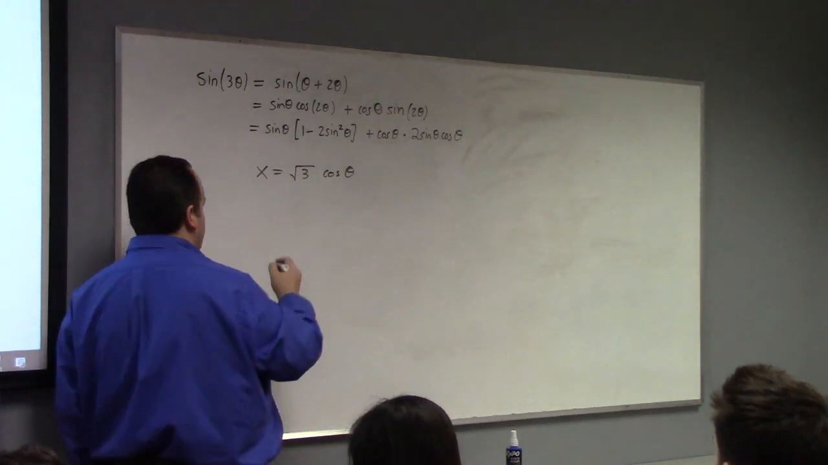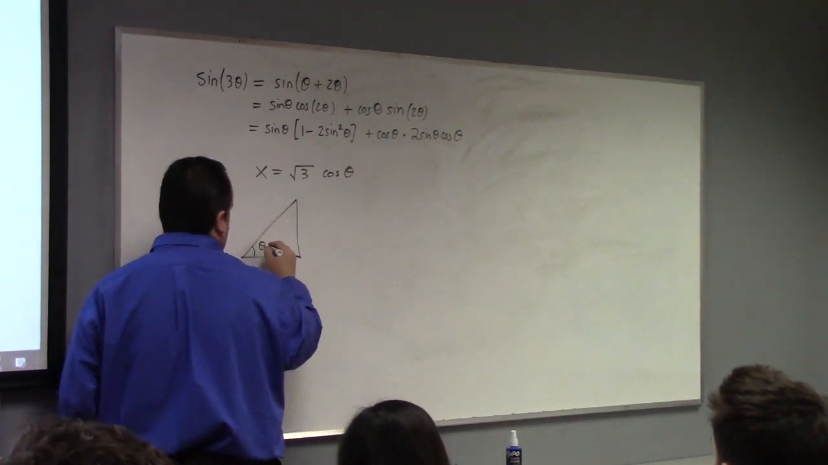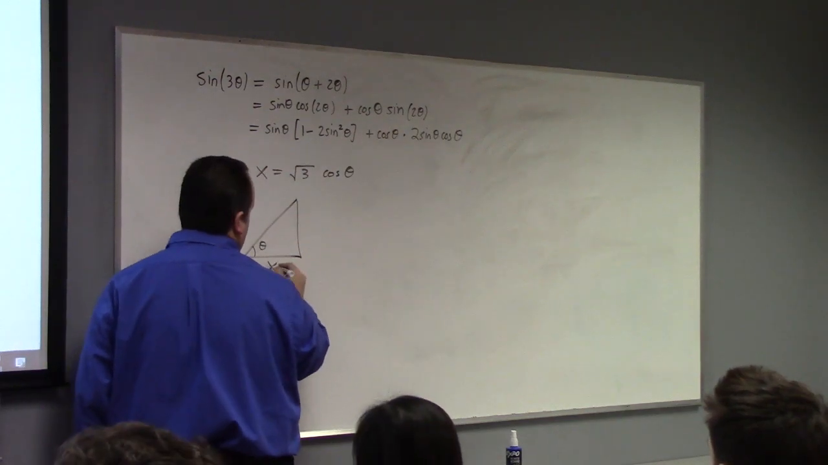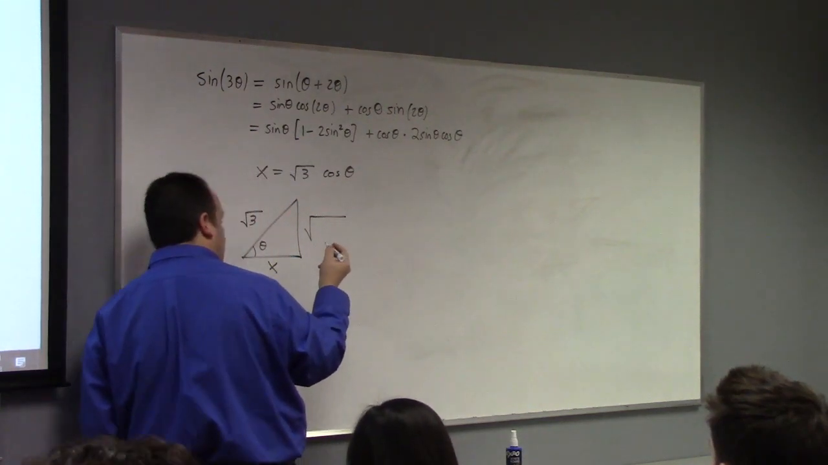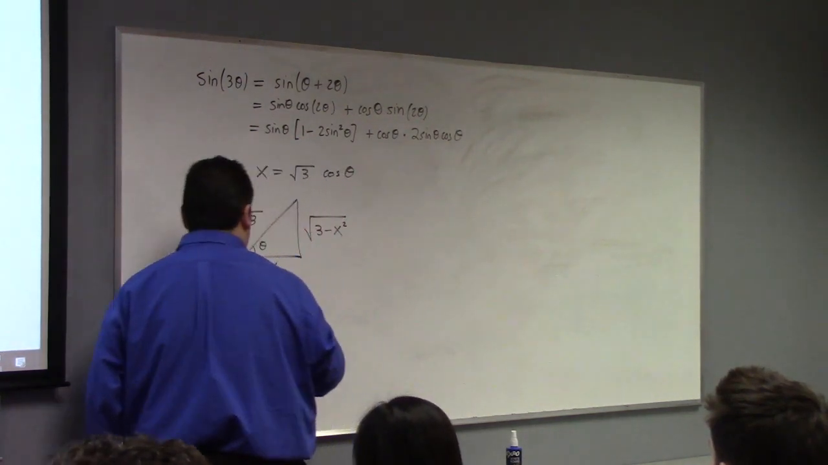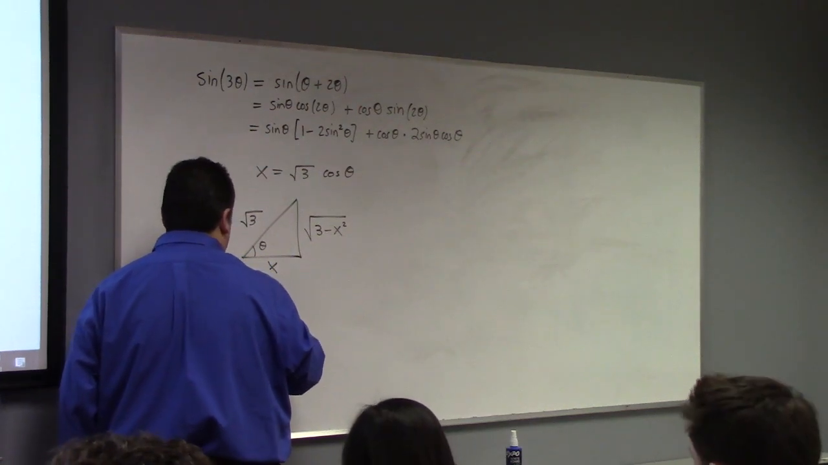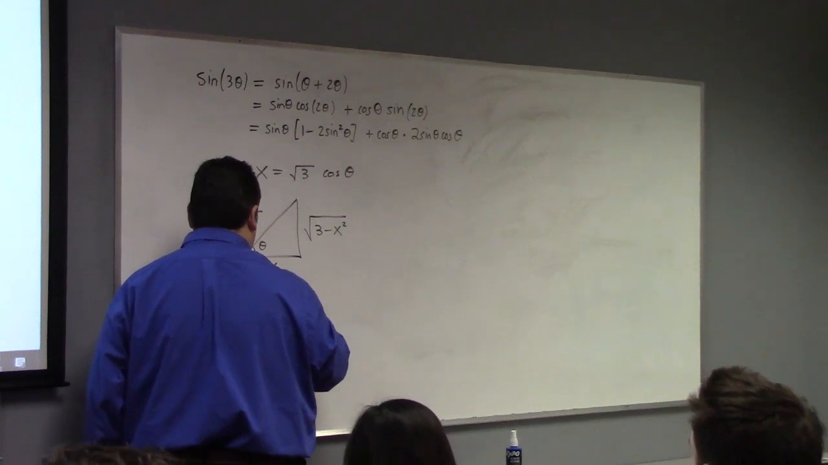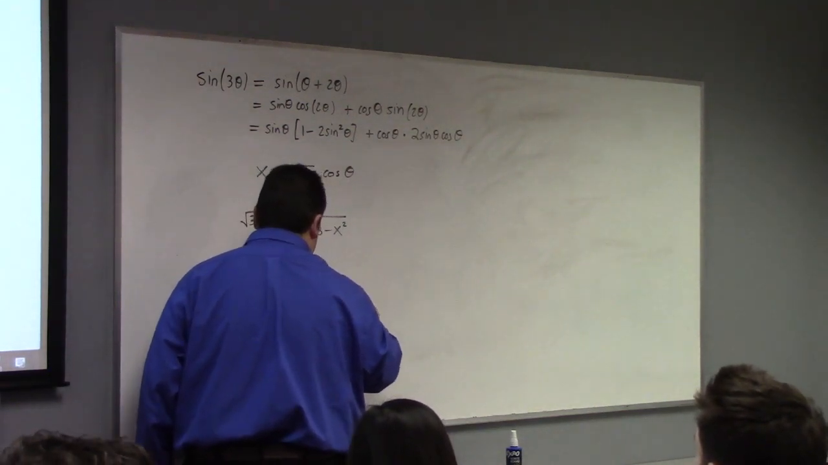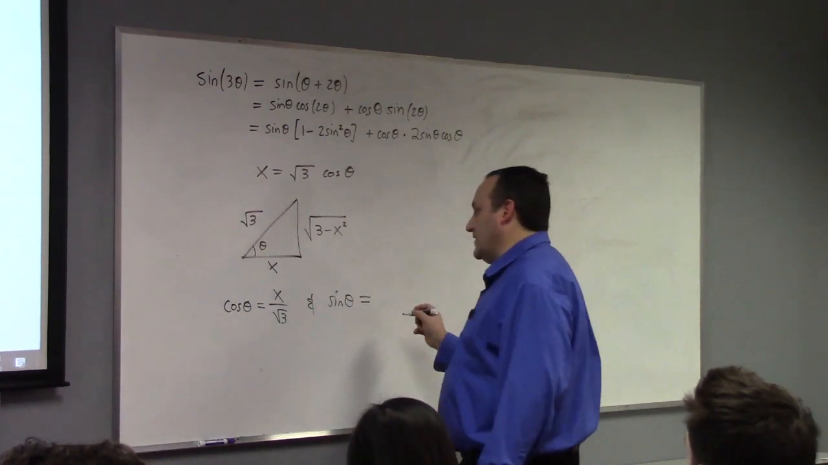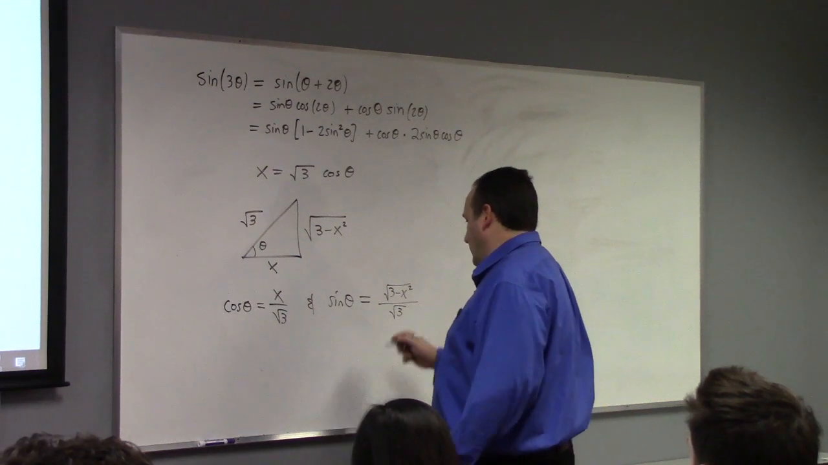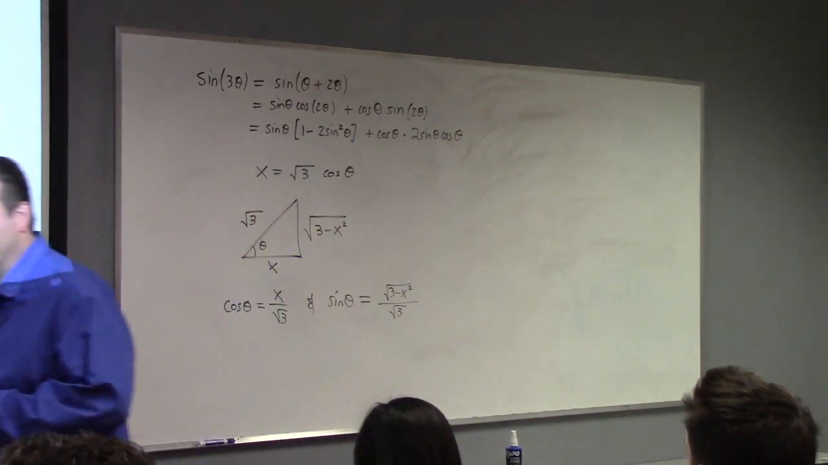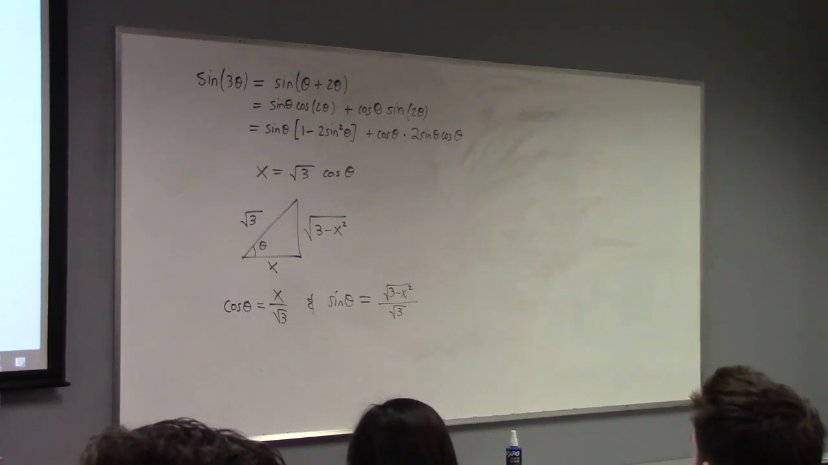Yes. And so that suggests a triangle with a theta here. The adjacent side is x. The hypotenuse is square root of 3. The other side would be the square root of 3 minus x squared. So we already know cosine theta is x over root 3. And sine theta, what is it? Sine theta would be the square root of 3 minus x squared over root 3. And you just plug those in, and that's it. It does simplify down a bit, but I didn't. If you simplified it nicely, I gave you like 5 points bonus.